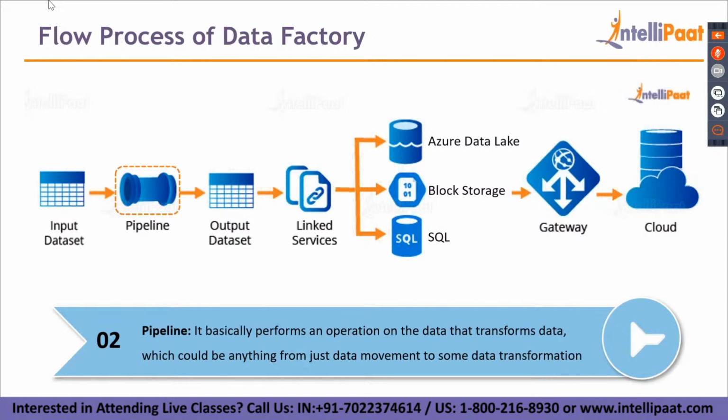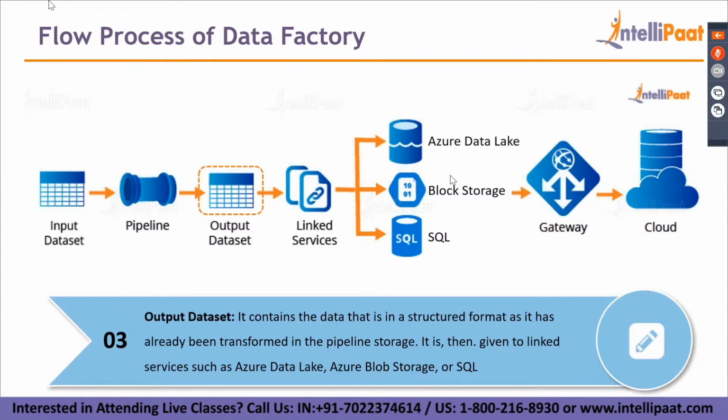Then we have the pipeline. This is the building block of Data Factory. It basically performs an operation on the data, which could be anything from just data movement or some kind of transformation. It can happen that you get your data from a source and you want to push it to a destination without doing any kind of transformation. Let's take an example that you get your data from an FTP location, and from that FTP, you want to push it to a SQL database without any transformation. You can do that. On top of that, if you want to do any kind of transformation, you can do it right from Azure Data Factory using the power of Apache Spark, and then push the data to your destination from source. Then we have the output data set.